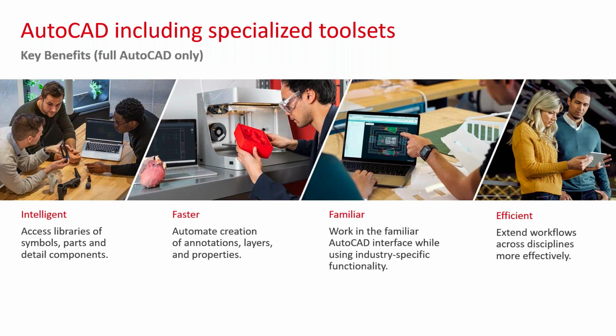Those specialized tool sets, the key benefits with obviously full AutoCAD in this case, you wouldn't get the tool sets with LT, is that you've got the access to loads of libraries of symbols, parts, detail components. I mentioned the electrical tool set. That's full of symbol libraries for all of the different electrical components you put in electrical drawings and instrumentation drawings. It also allows you to be faster. You've got creation of annotations, layers, and properties, and it's automated in some of the tool sets. However, it's familiar. It's the AutoCAD interface. It's the good old AutoCAD engine that you're driving, just with an industry focus in the toolset.